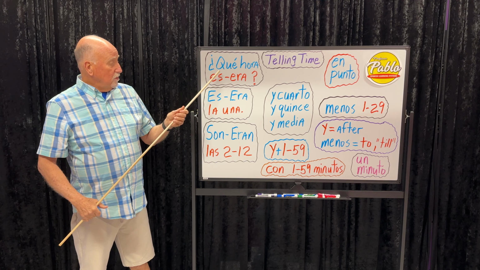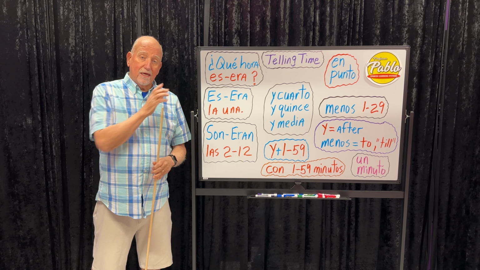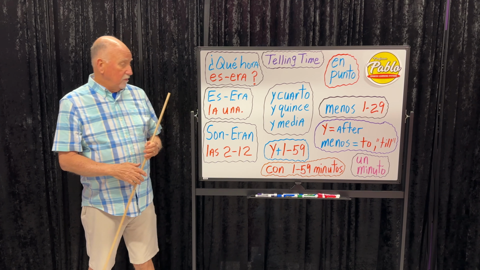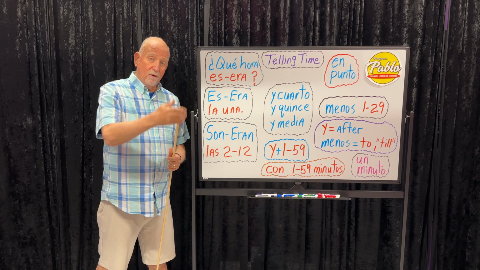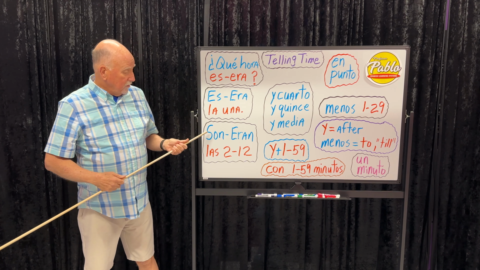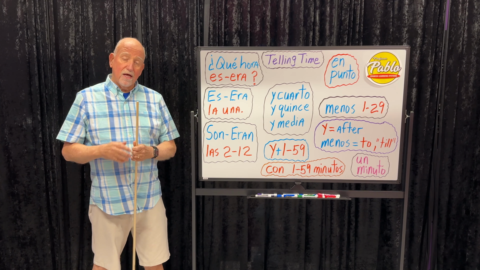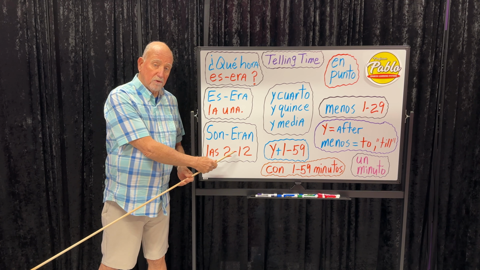So, the question, what time is it? ¿Qué hora es? What time was it? ¿Qué hora era? If you want to say, dealing with 1 o'clock, it is 1 o'clock. Es la una. It was 1 o'clock. Era la una. If you want to say it's from 2 to 12 o'clock, you have to go with son because we're talking about hours, horas plural.